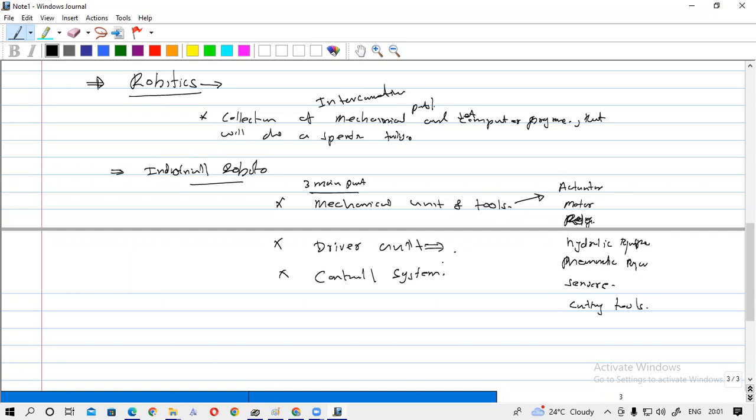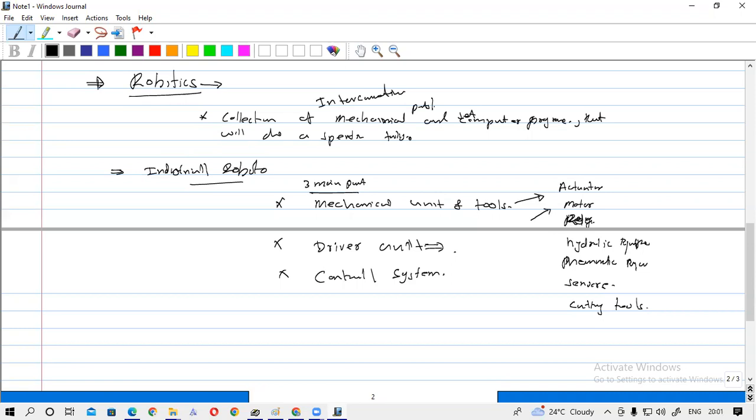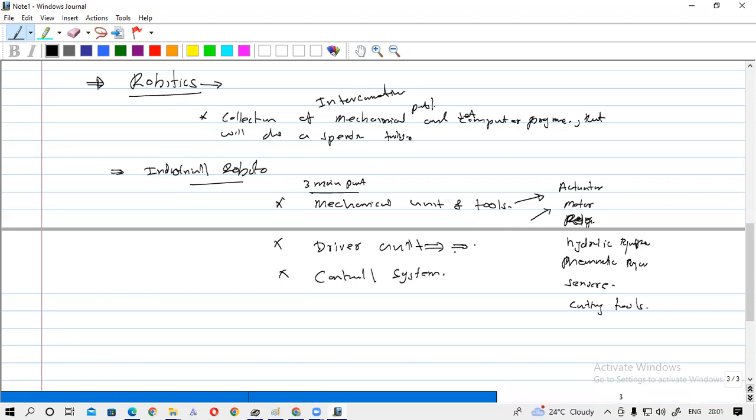So what is the driver unit? For example, if this is an electrical motor, you have to give electrical power to this motor. If it is a pneumatic motor, you have to give air pressure to operate that motor. So that energy, or that power, is given by the driver unit. The driver unit will mostly depend on electrical and electronic bases, but it can also have some pneumatic or hydraulic parts. So that is the driver unit.